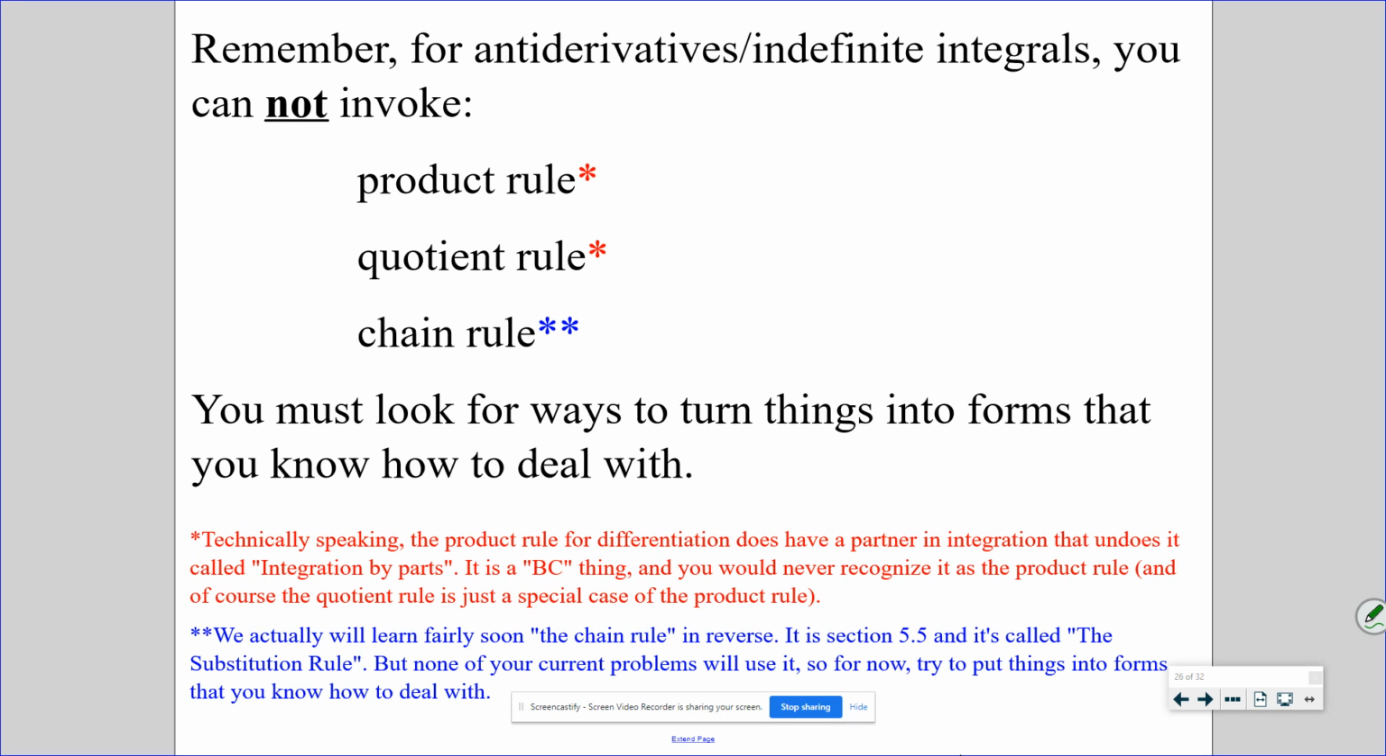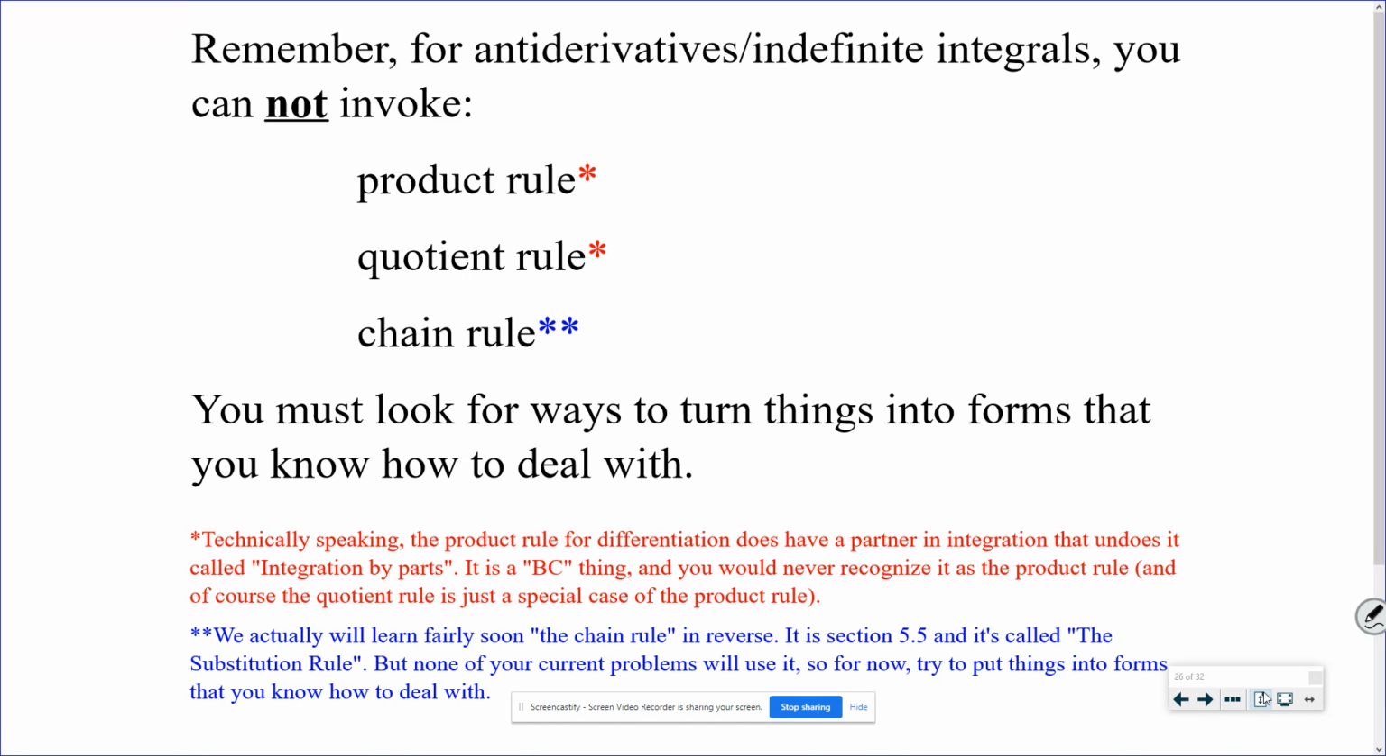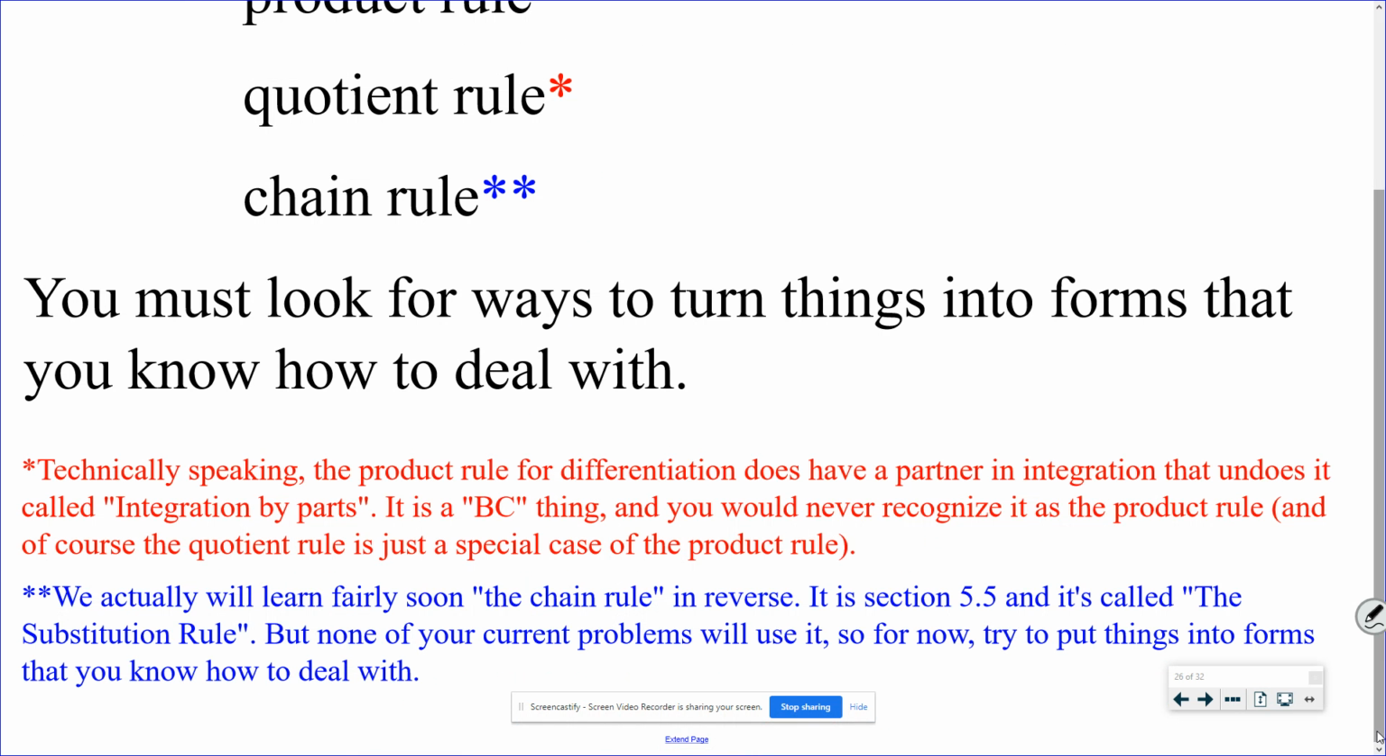All right, guys, last thing, and then we're going to touch on a couple things that you may see in the Delta Math assignment. So I want you to point out something super, super important to you. For antiderivatives and indefinite integrals, you cannot do product rule, quotient rule, or chain rule. You must look for ways to turn things into forms that you know how to deal with. There is no such thing as product rule, quotient rule, and chain rule for antiderivatives, okay? At least not that you know of. There's a little side note down here stating that.